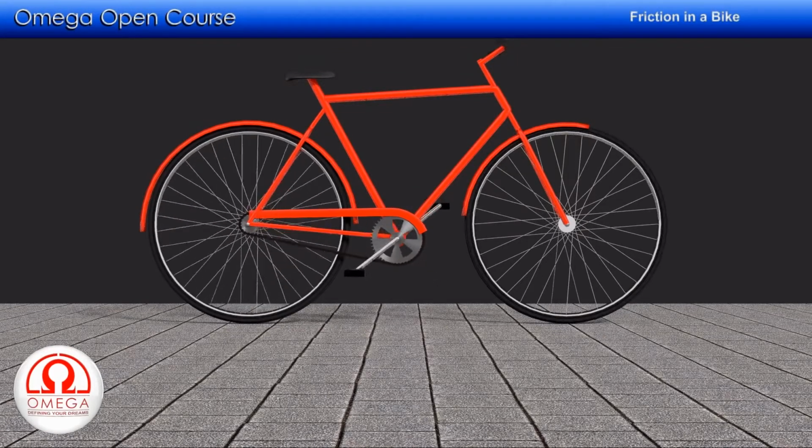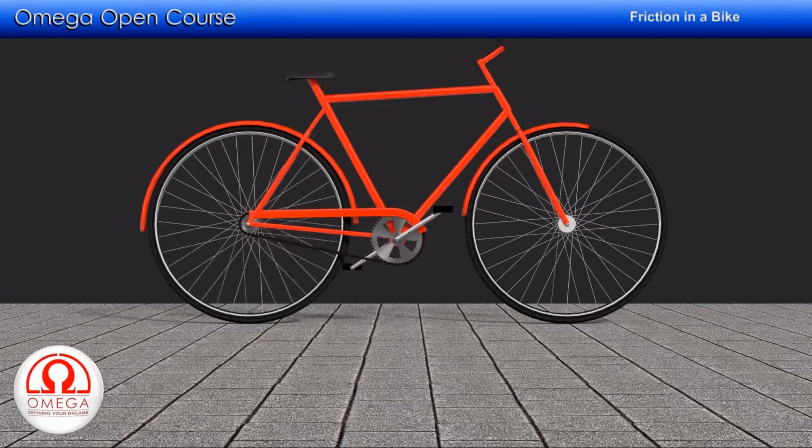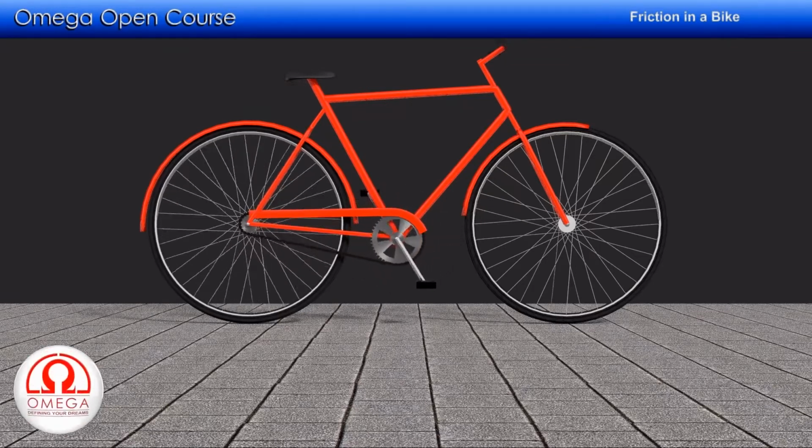To overcome the force of friction, what can you do? Well, you have to keep pedaling.